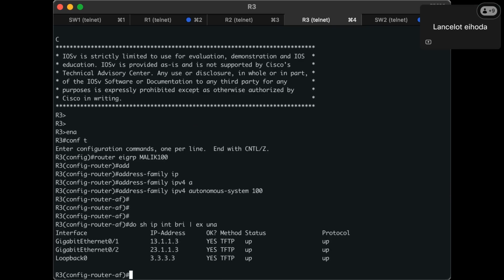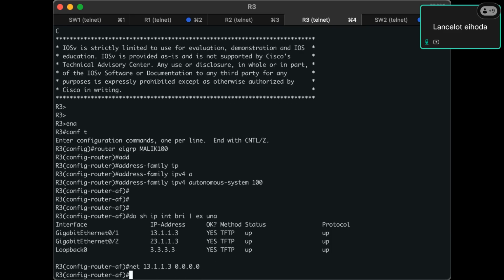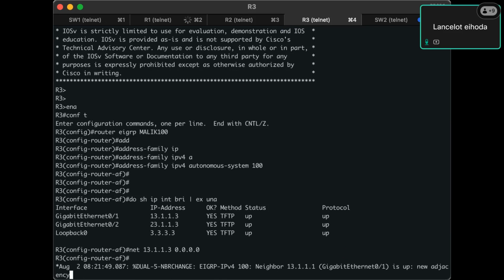So let's look at the networks we have. We have a network of 13.1.1.3, and as usual, we only send that interface, right? The moment we brought it up, you notice that it has brought up its adjacency with router 1, because they are on the same interface, yes?